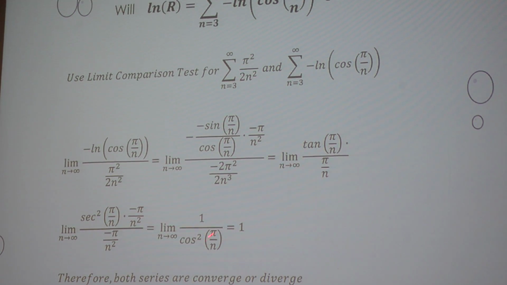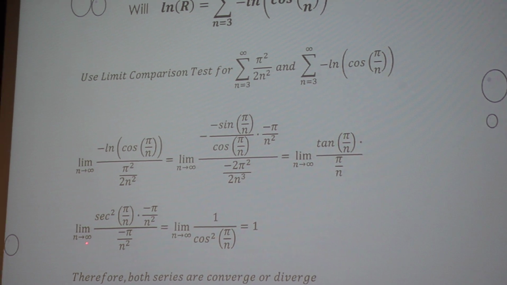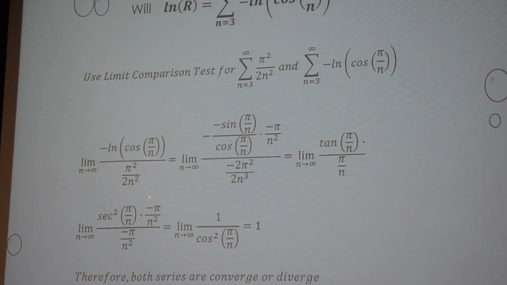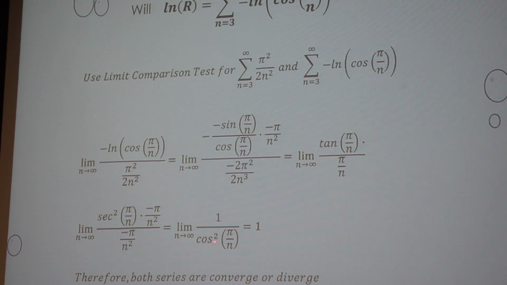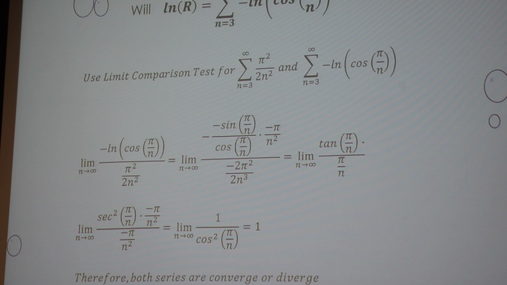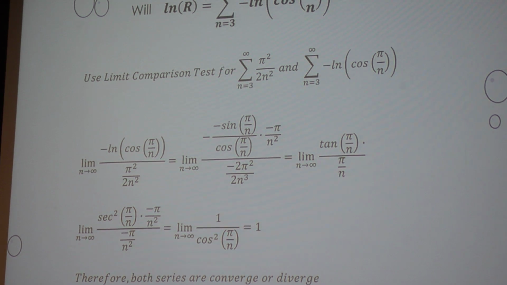until we can conclude that the top one equals a constant over cosine squared of pi over n, which is approximately 1. So both series either converge or diverge together.